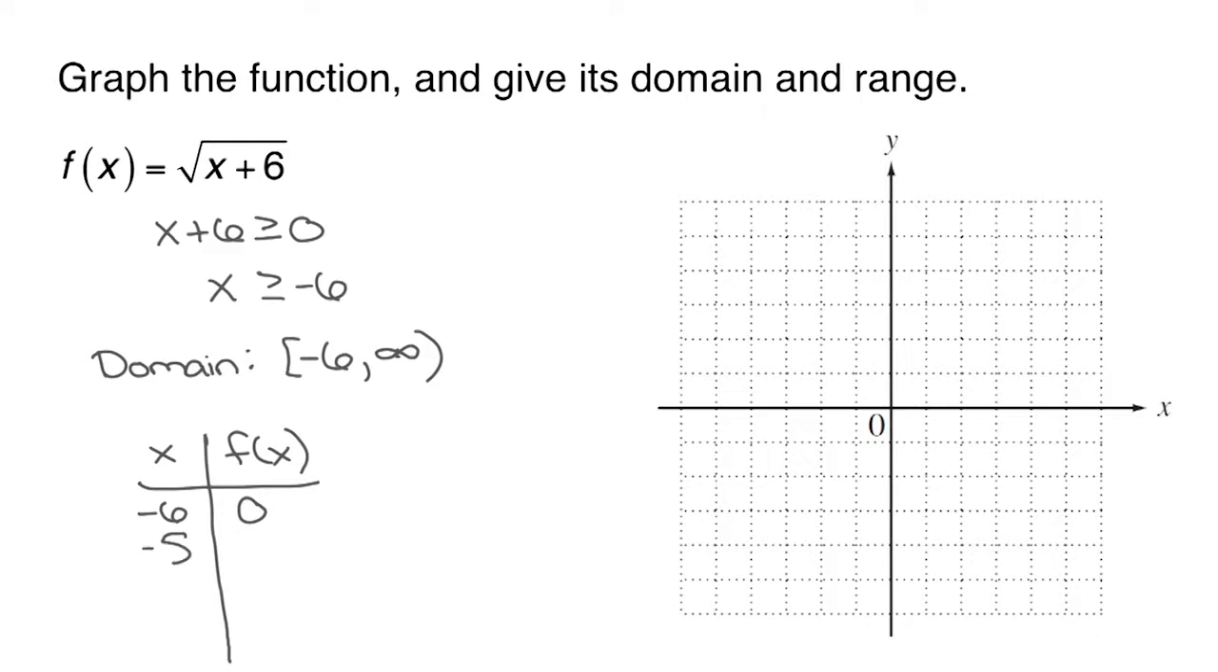If x is -5, then f(x) is 1. If x is -2, then f(x) is 2. And if x is 3, then f(x) is 3. So we purposely chose values of x such that f(x) will be an integer. Now we can use these points, plot them on our graph in order to graph the function.